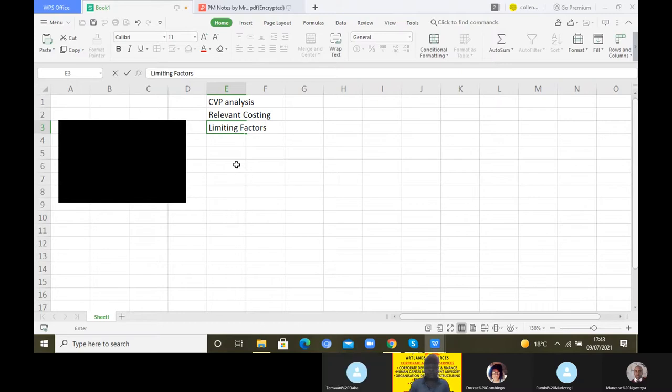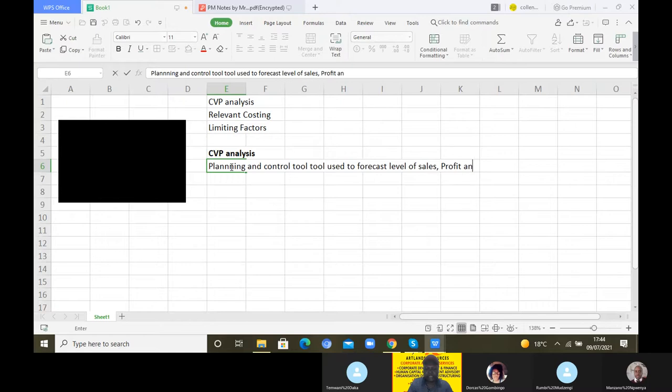Now, CVP analysis is the first analysis. Some call it cost volume profit analysis. That's what it means, cost volume profit analysis. It is a planning and control tool used to forecast the level of sales, profit and costs at different output levels.